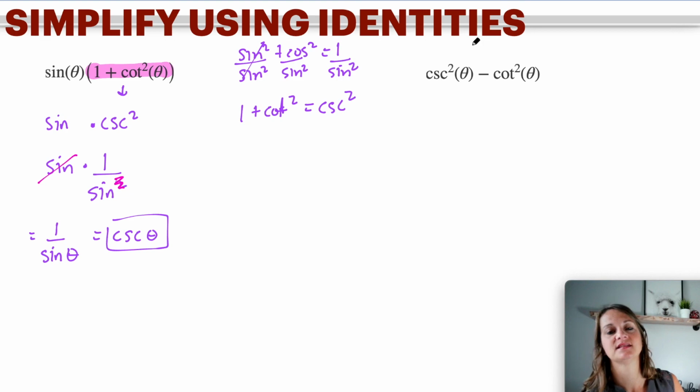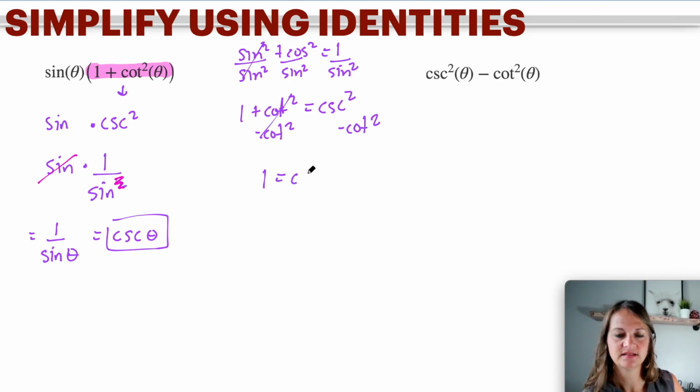And last, we need to figure out a trig identity. We know, I think I can make one. So if I need to get this to look like this, I would subtract cotangent squared from both sides. And it gives me 1.